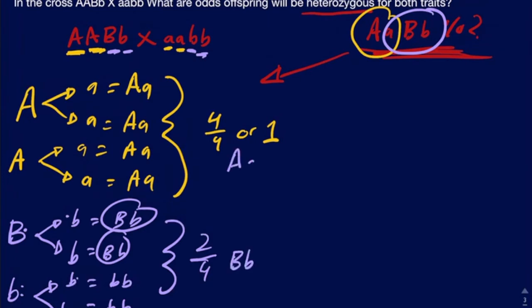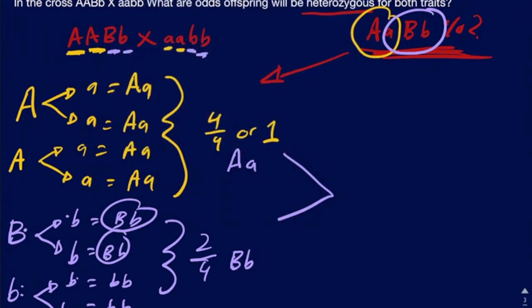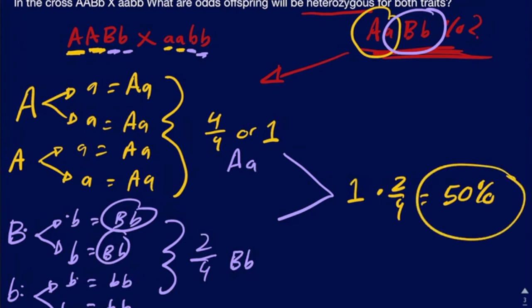4 out of 4 will be big A, little a. So we do the product rule, and we do 1, because 4 out of 4 is just 1, times 2 out of 4, and we get 50%. 50% will be heterozygous for both traits.